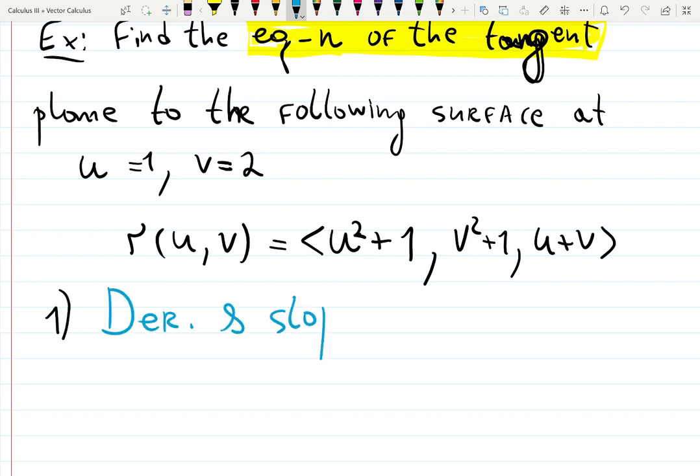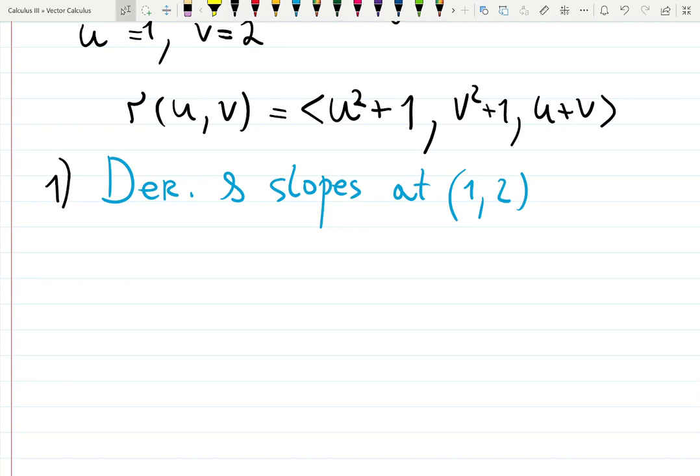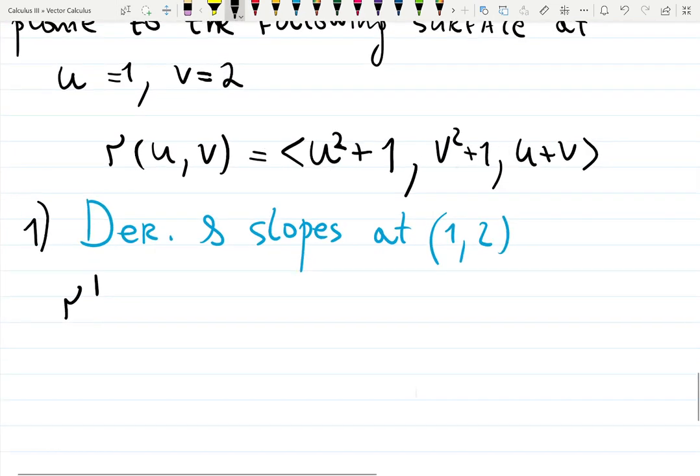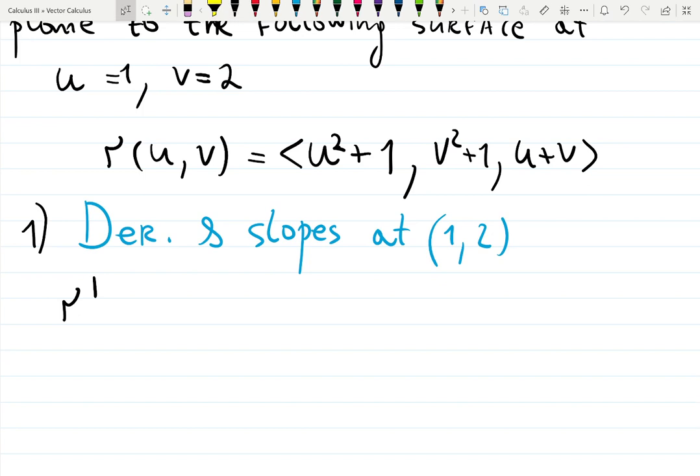What is the difference? Do you remember? Slopes are derivatives at the point 1 and 2, where u and v are given. A derivative is a general differentiation. So we're going to differentiate R. But wait a second, R depends on 2 variables. Wow, what should we do? Partial derivatives. R with respect to u and R with respect to v. The answer will be a vector. That will be a tangent vector.